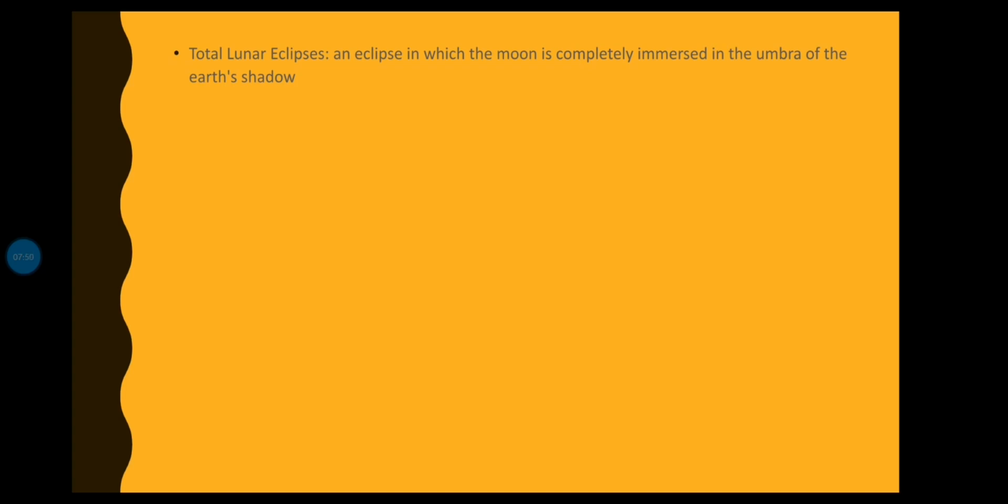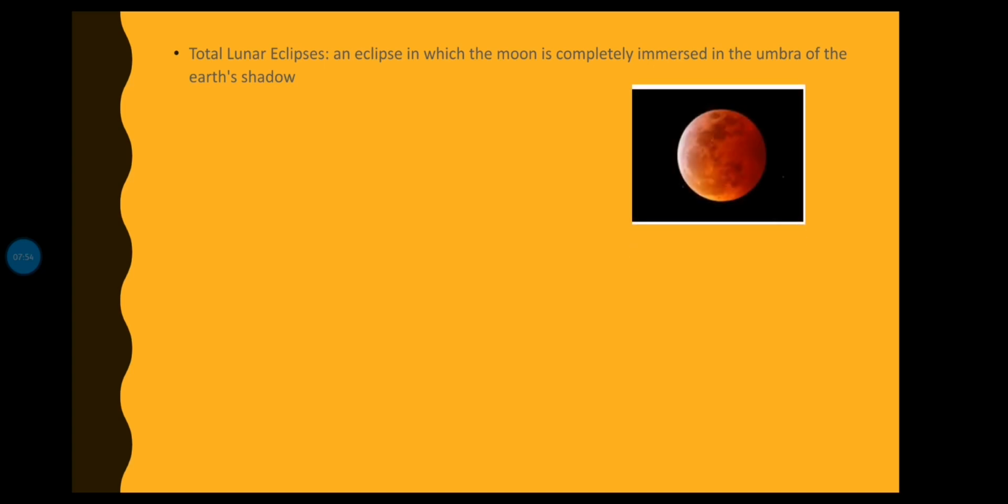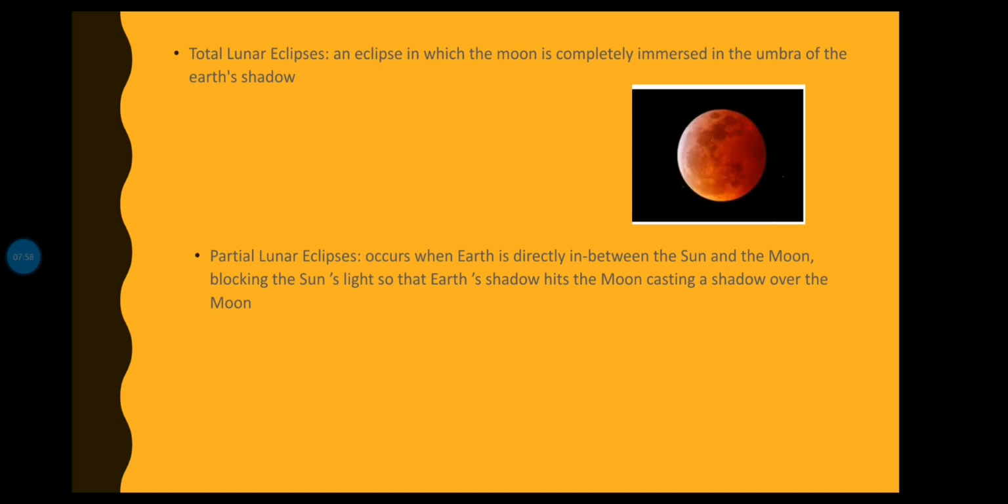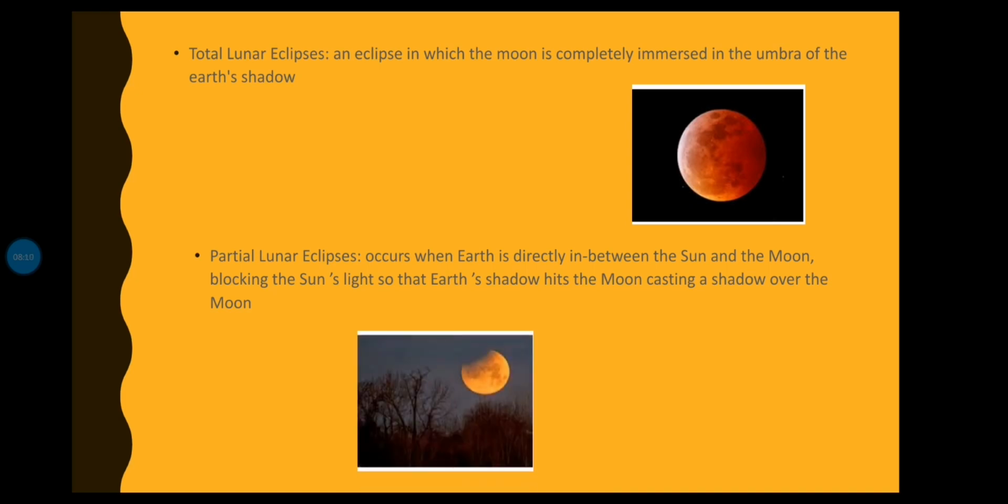In these kinds of eclipses, we also have the total and the partial. In the total, the moon is completely immersed in the umbra of the earth's shadow. As for the partial, it's half blocked, or a percentage of it is hiding.